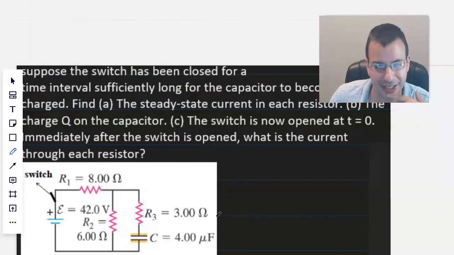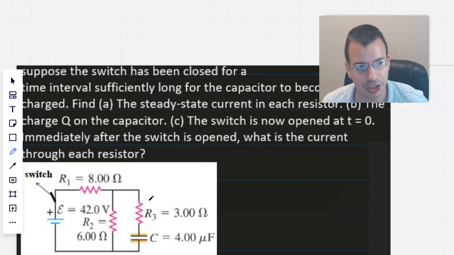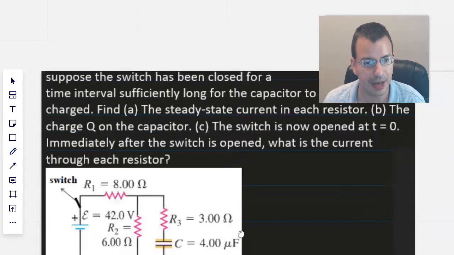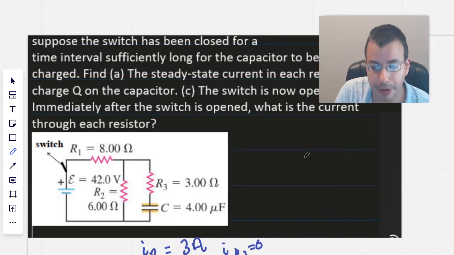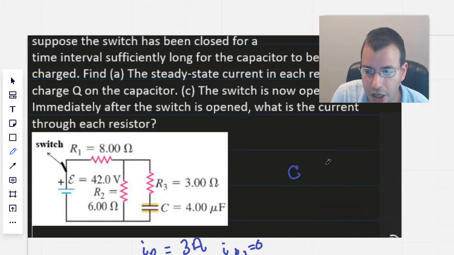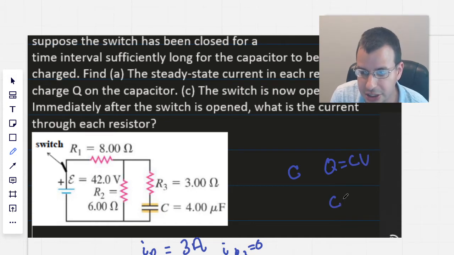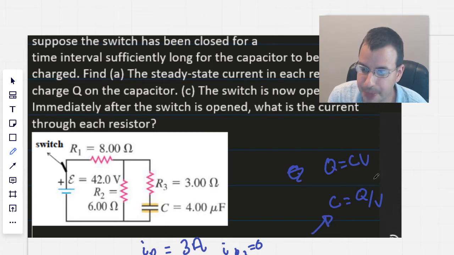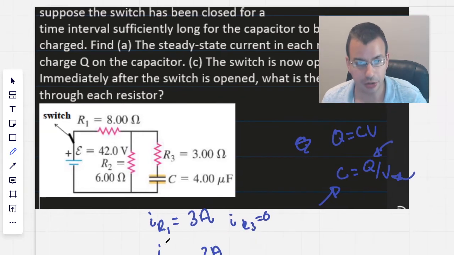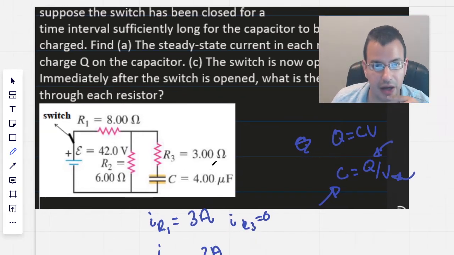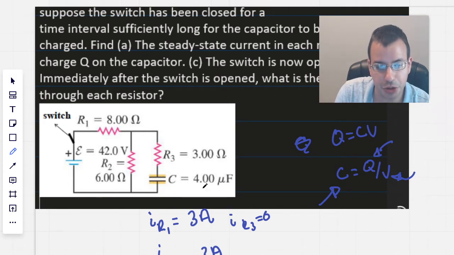The switch is now opened at t equals 0. Immediately afterwards, what is the charge on the capacitor? For a capacitor, Q equals CV, so C equals Q over V, where C is capacitance, Q is charge, and V is voltage. Since we know the capacitance, what we really need to find is the voltage drop across R3, which is the same as the voltage drop across the capacitor.